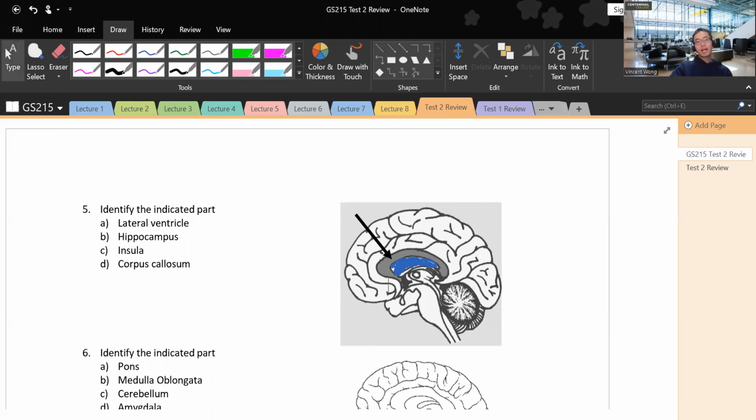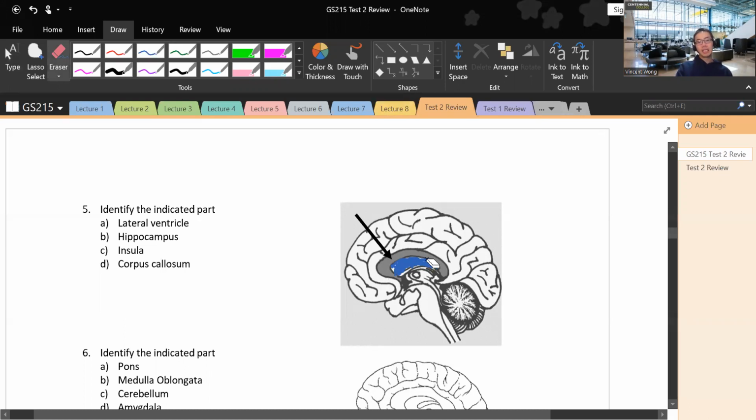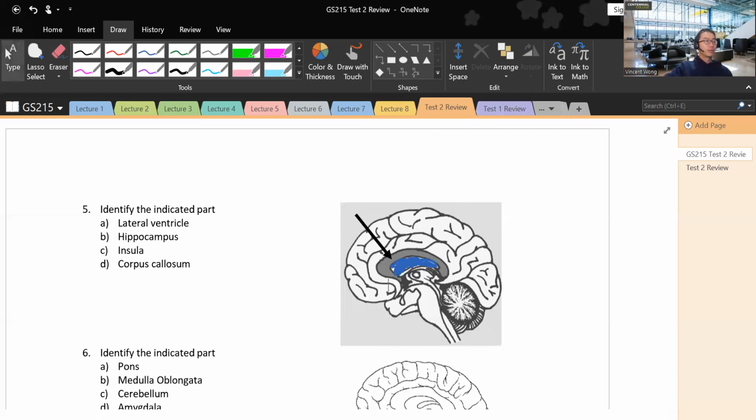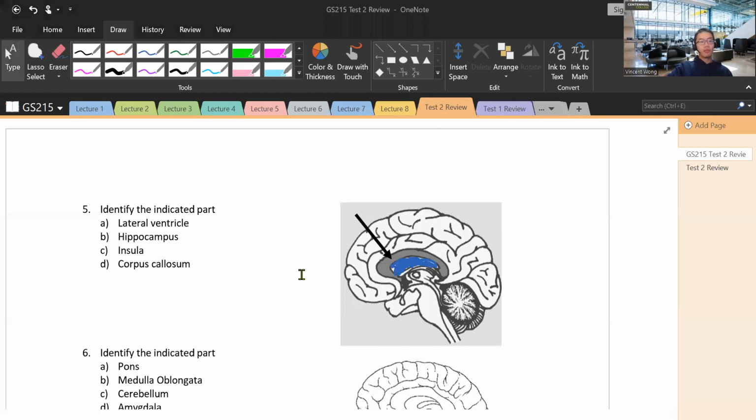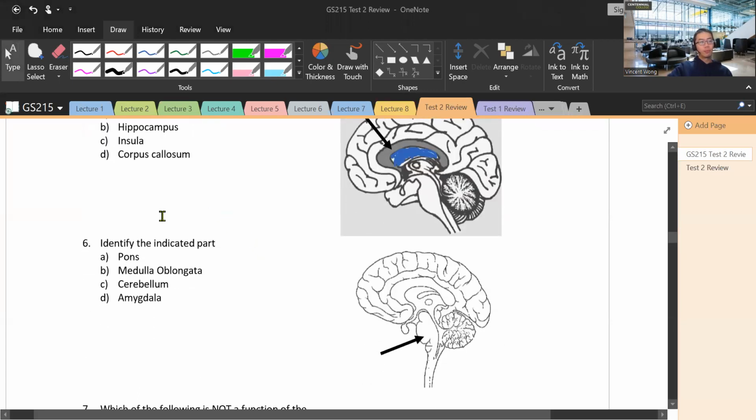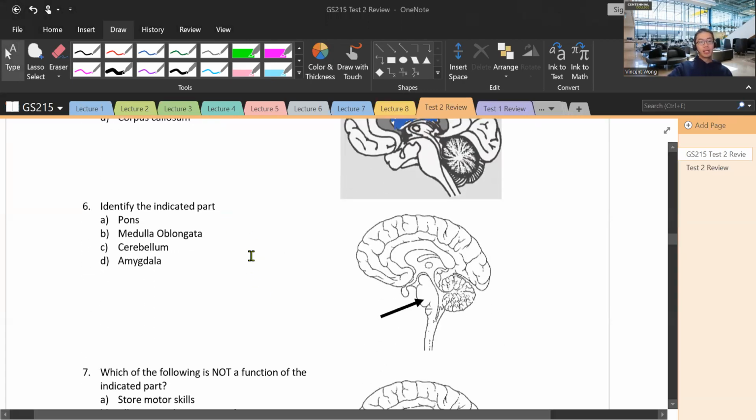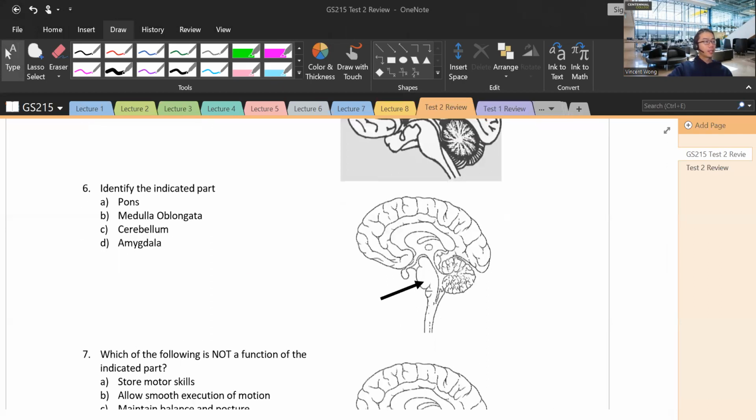Yep. So a couple ways I can ask the question, right? The most straightforward way is I point to this thing and I ask you what it's called. But I can also ask you what it does, or I can ask you what happens if that particular structure is damaged. So things to consider. Yeah, the blue part is the lateral ventricle. Everybody who chose an answer got it right. Okay, let's try another one. What about this next diagram here?